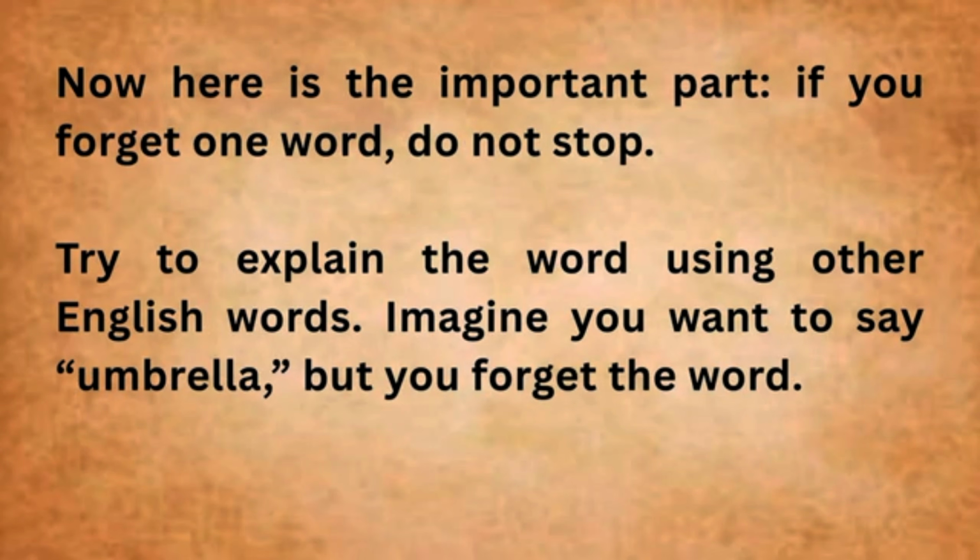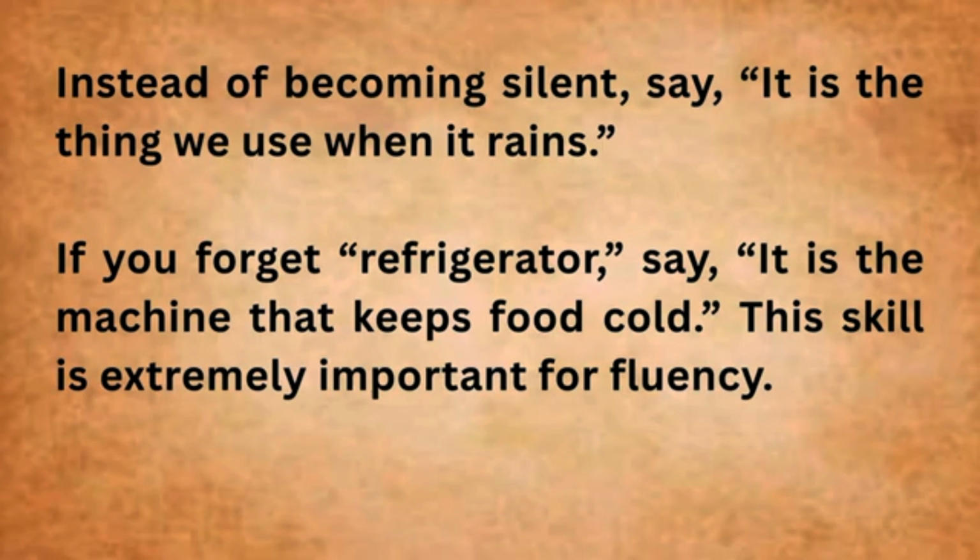Now here is the important part. If you forget one word, do not stop. Try to explain the word using other English words. Imagine you want to say umbrella, but you forget the word. Instead of becoming silent, say, "It is the thing we use when it rains." If you forget refrigerator, say, "It is the machine that keeps food cold."